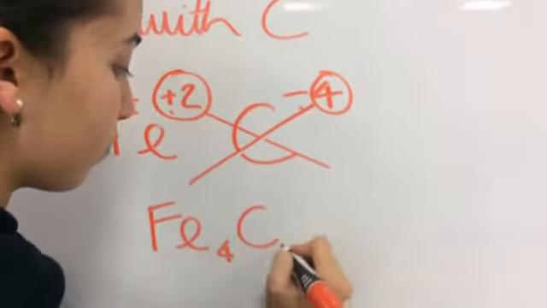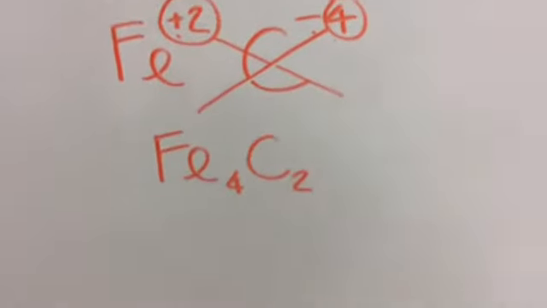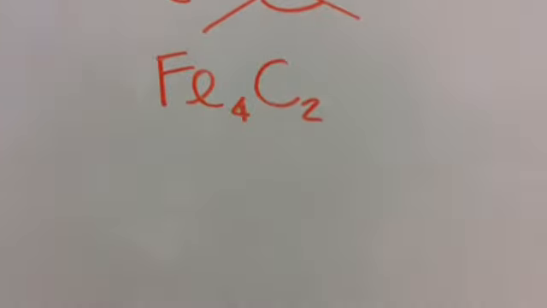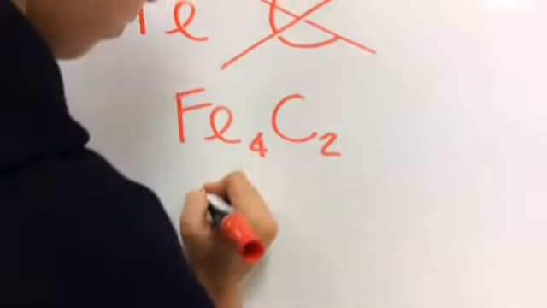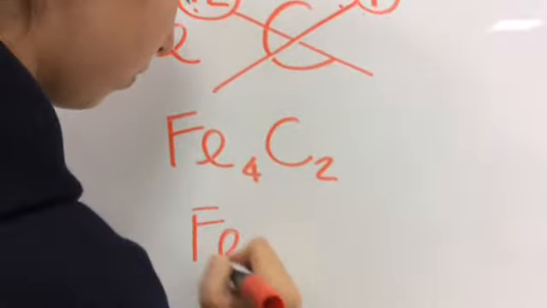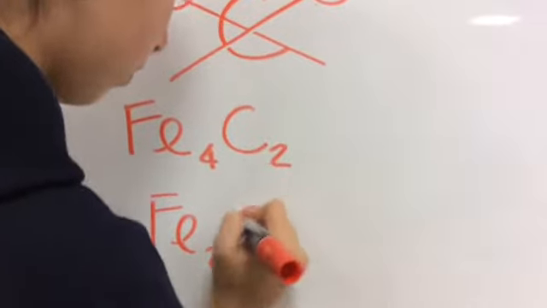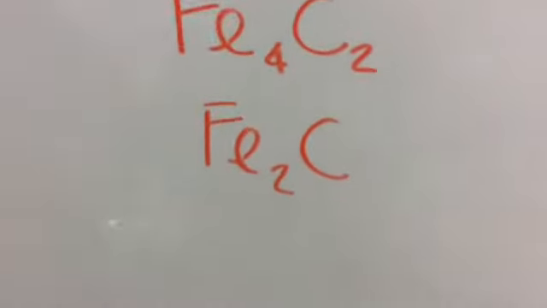And the answer will look like this. But there are some cases where you can simplify when the numbers of the charges are divisible. Now, the answer will be Fe, 2 at the bottom, and C.